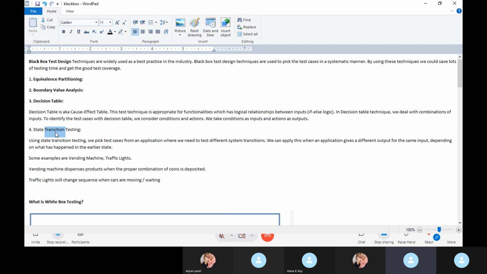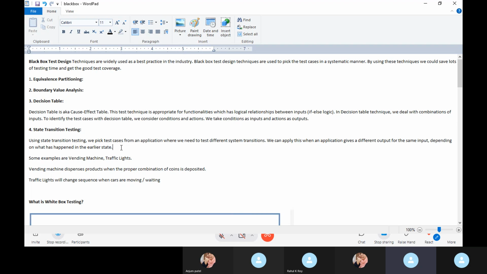Next one is the state transition testing. State transition technique. This is an important concept. Using state transition technique, we pick test cases from an application where we need to test different system transitions. We can apply this when an application gives a different output for the same input, depending on what has happened on the earlier state. If I give you an example, ATM machine.